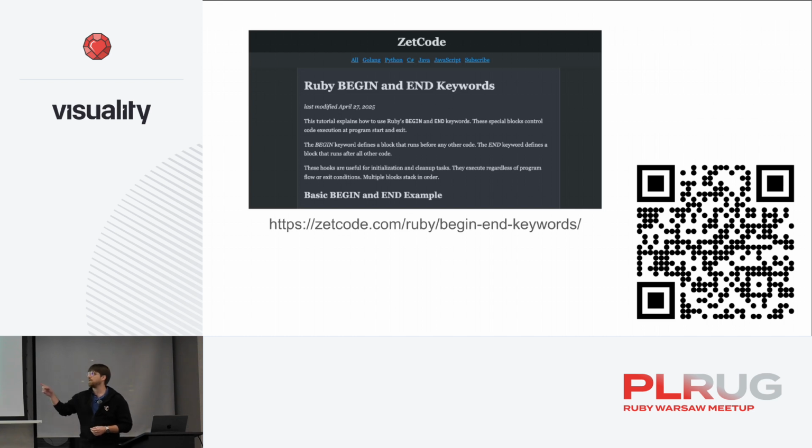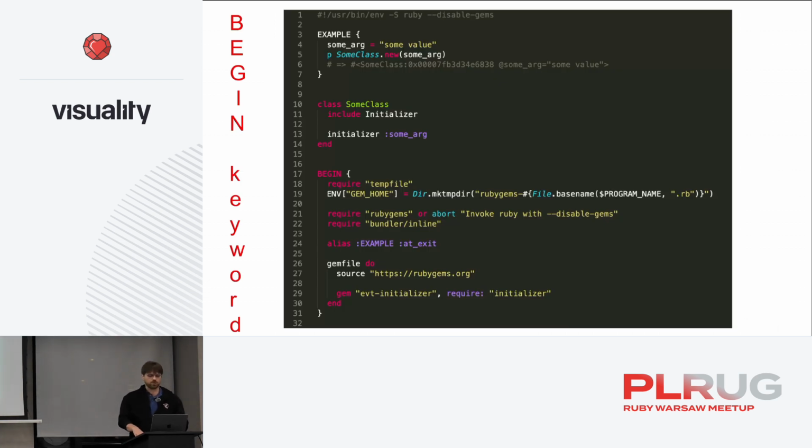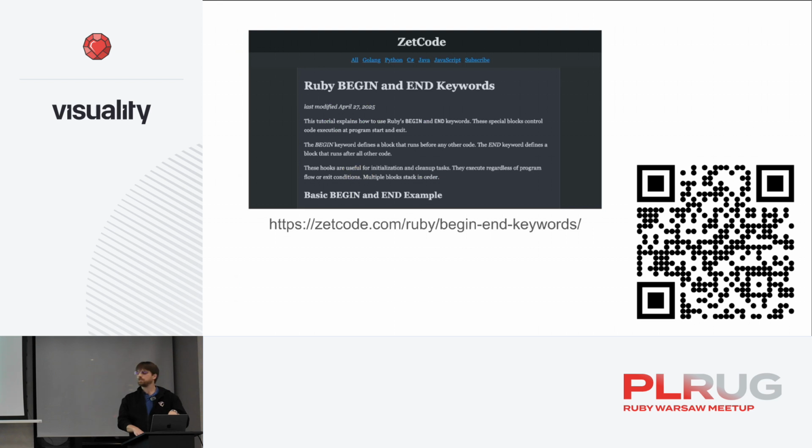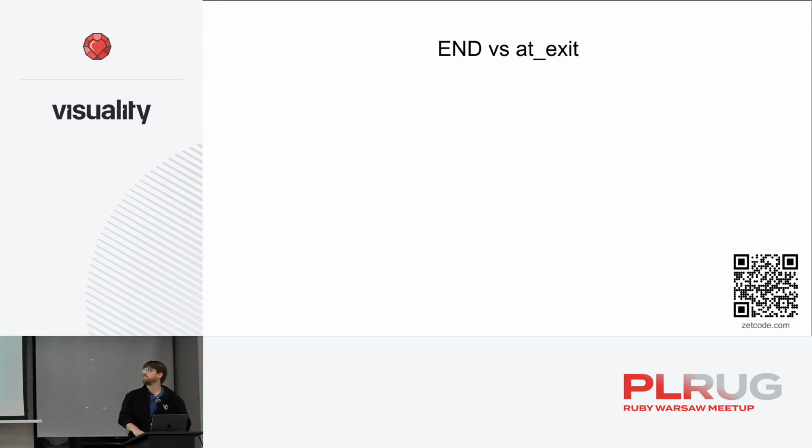This QR code is exactly the link to the page. I encourage you because it's a short article, but it has at least 4 or 5 examples where you can use it and how it was used back in the history of Ruby. And if you were careful, you saw that in the article we have this keyword END, but in the script I use at_exit.